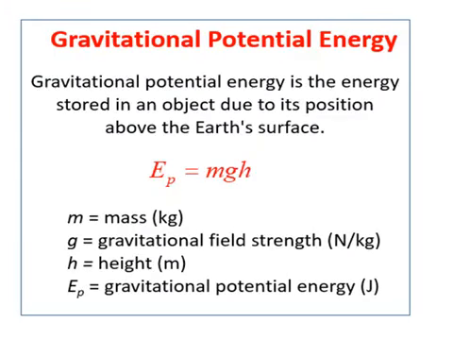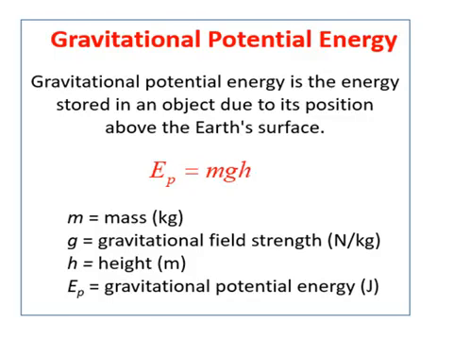Now we will see about the gravitational potential energy. Gravitational potential energy is the energy stored in an object due to its position above the Earth's surface. So the examples which we had already discussed, the water stored in the overhead tank has potential energy due to its position. A raised hammer has gravitational potential energy due to its position.